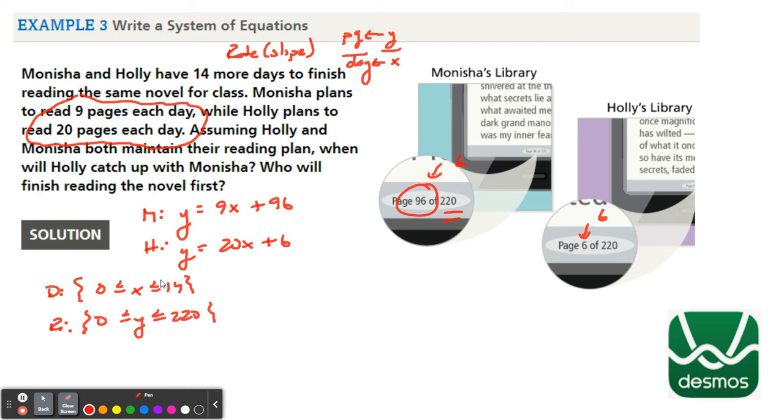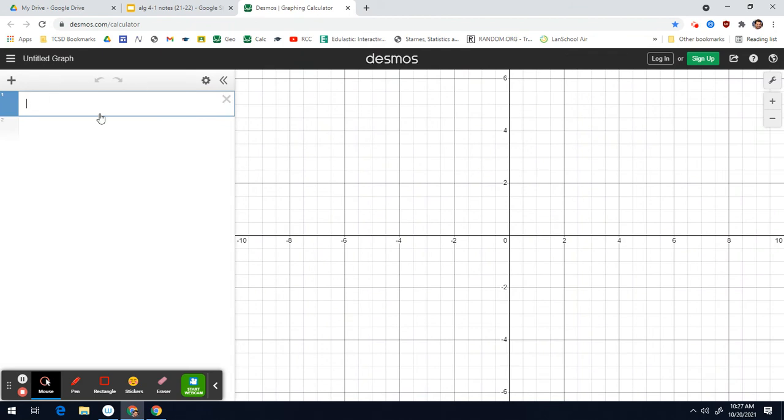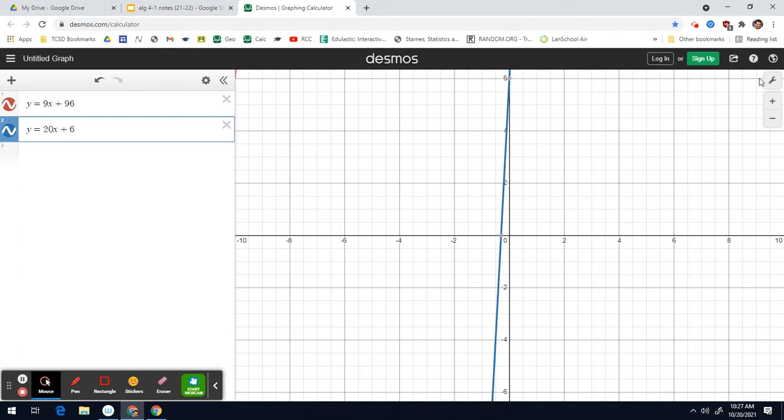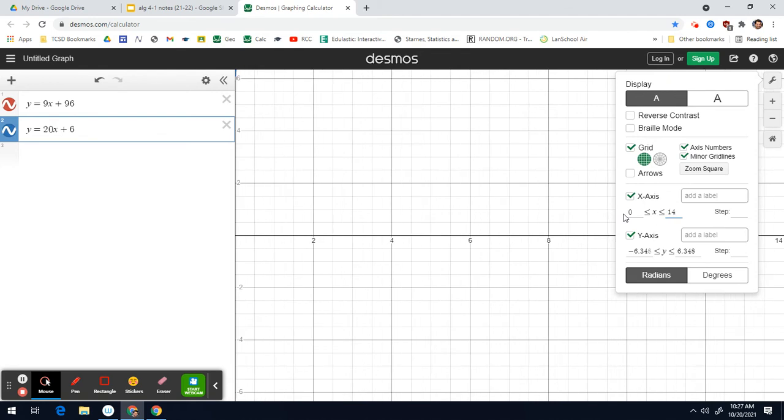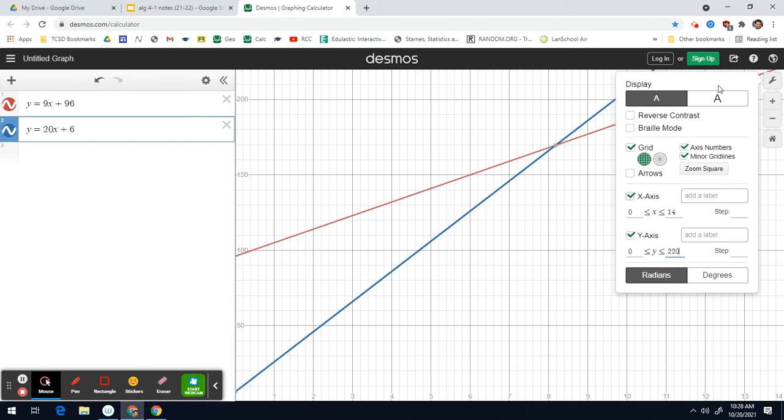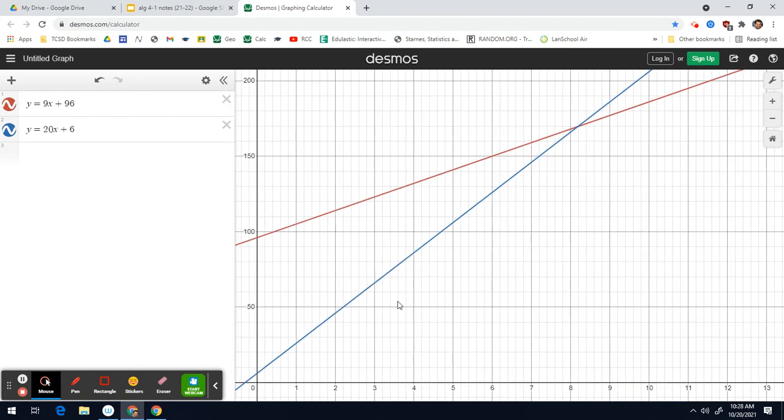So I'm going to graph this on Desmos. Okay, so I'll type in Y equals 9x plus 96 and Y equals 20x plus 6. That's going to go into Desmos. Again, I'm going to go over here to the wrench and change my scale. I'm going to let my x-axis be from 0 to 14 and my y-axis from 0 to 220. And then I'll just click in it so I can see the axes.